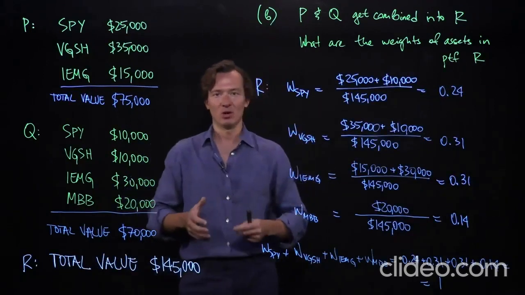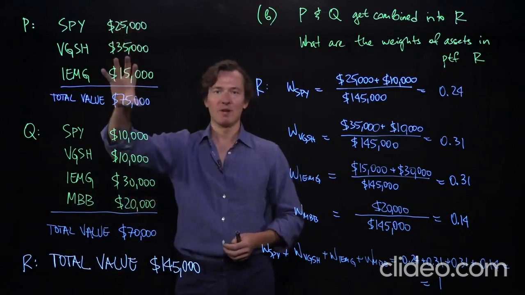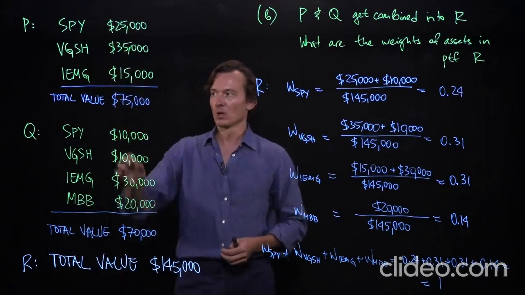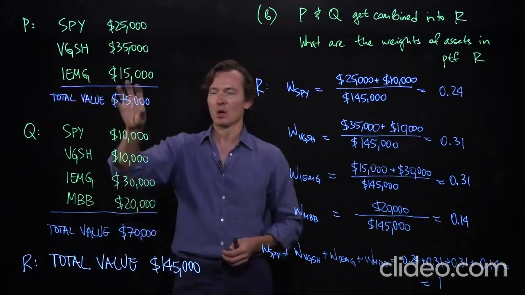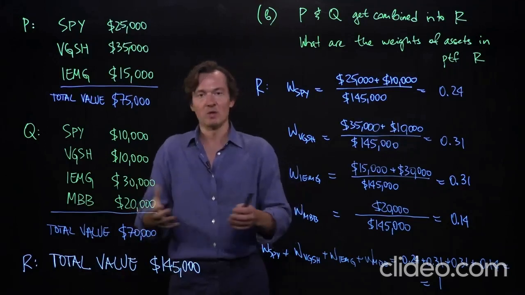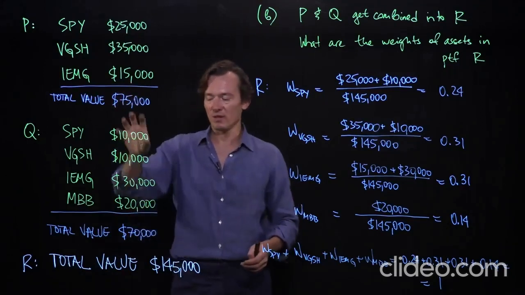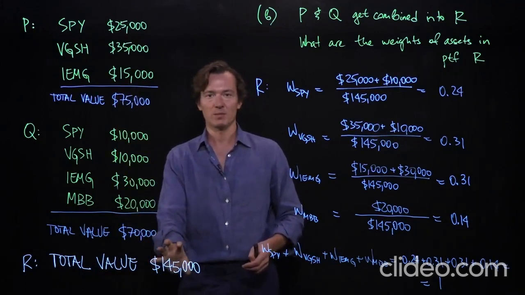First, let's find the total value of portfolio R. We're simply adding up the value of each of the individual assets, or because we knew the value of portfolio P and the value of portfolio Q, 75,000 and 70,000 respectively. So the total value of this combined portfolio right now is 75,000 plus 70,000. That's $145,000. So that's the total value of portfolio R.